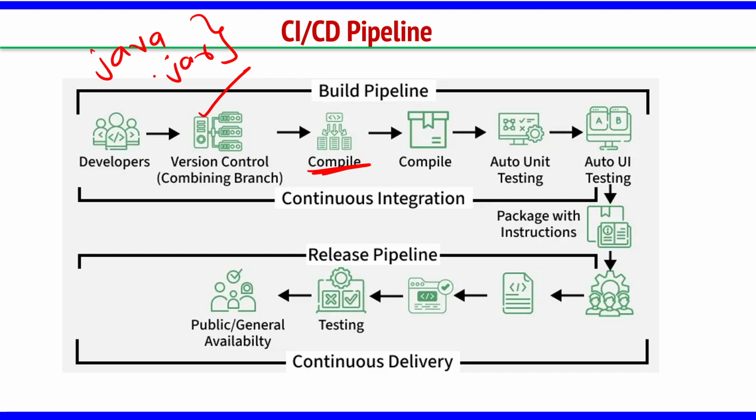Generally in Java, if you want to do that, it's a manual task. You have to write some command, but here it is built automatically. That comes in the compile step. Then auto unit testing. Small parts of the code are automatically tested. Some basic tests we do here in unit testing, like validating the username and password, or checking whether the timer is working properly in the application. Some simple testing we do in this phase.